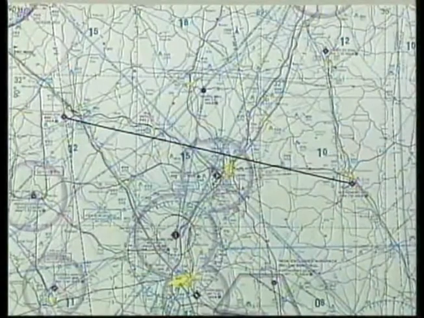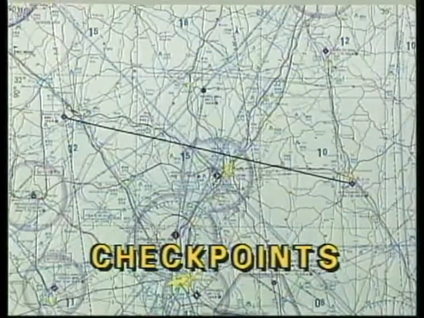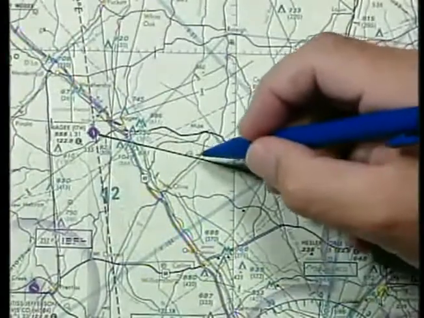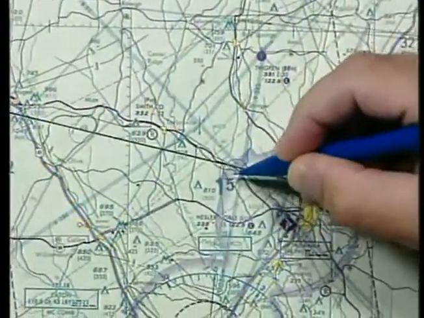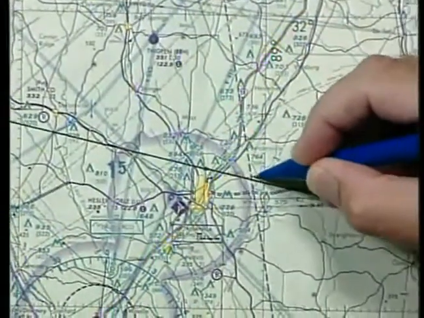Now that the course is plotted and measured, return to the actual chart and select checkpoints that will help you identify the course during the flight. The number of checkpoints you select depends on the length and complexity of the flight, as well as the terrain you're flying over.